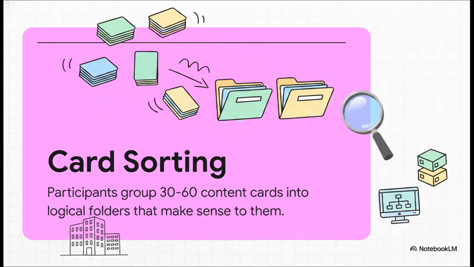Basically, you take 15 to 20 participants and hand them 30 to 60 content cards. Their task? Group those cards into logical folders that make sense to them. You aren't forcing your own perspective onto the user. You're actively learning from theirs. Digital architects will use physical index cards or even specialized software tools like Optimal Sort or UserZoom to create a really clear user-driven taxonomy.